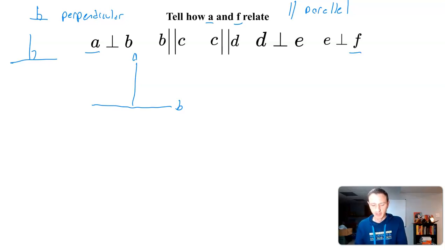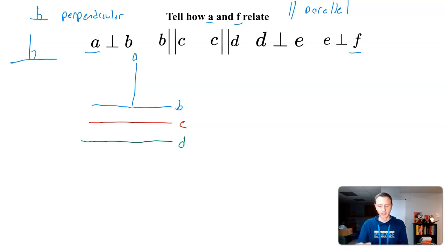What's next? Next, we're told B is parallel to C. So I have B. Now I have a line that's parallel to it. I'm going to call that C. Parallel means the same slope. They are going the same direction, same slope. Train tracks: parallel, never cross. So we have B is parallel to C. Then we also have D is parallel to C, or C is parallel to D, excuse me. So then I'm going to draw another line segment going the same direction.